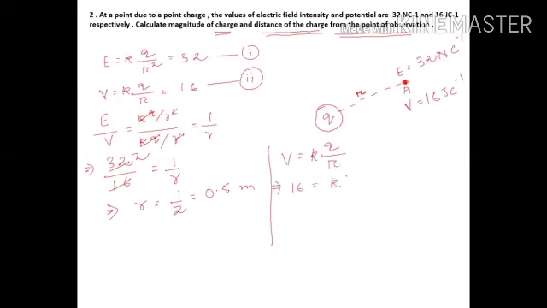V is 16, KQ. So Q is not known to us, we will keep it Q only. R value is how much? 1 by 2 or 0.5. So we will use the fraction. It will make our equation solving easier. 1 by 2 we write it.